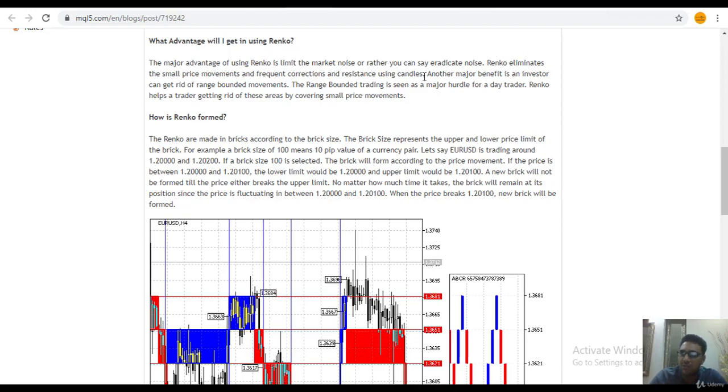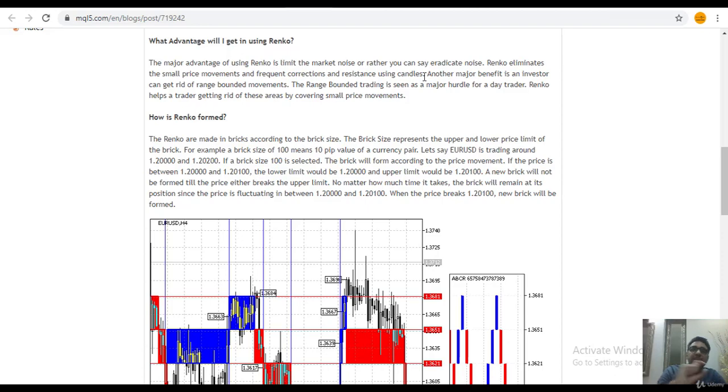One in which there was a big candle movement within 1 hour, and we have seen that it covered almost 20 bricks within one candle. And in another scenario, we talked about 10 candles, which means 10 hours, and we saw that it only covered 5 to 6 bricks. So this is how Renko eradicates noise.